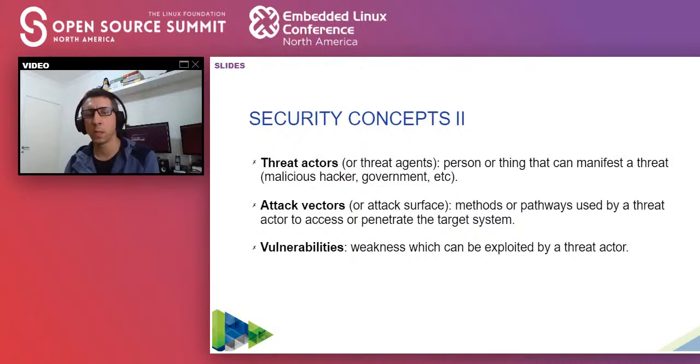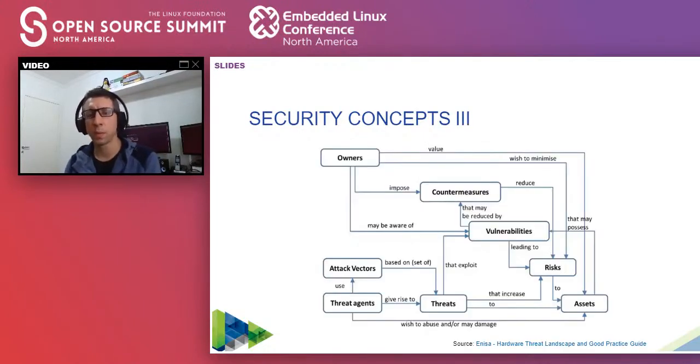A vulnerability is a weakness of the system, exploited via an attack vector, right? So, for example, we have a device with an Ethernet port. The Ethernet port is an attack vector. A threat actor could try to exploit a vulnerability inside the device, for example, in the TCP/IP stack, to have access to one of our assets inside the device. So those are some of the basic concepts of security, right?